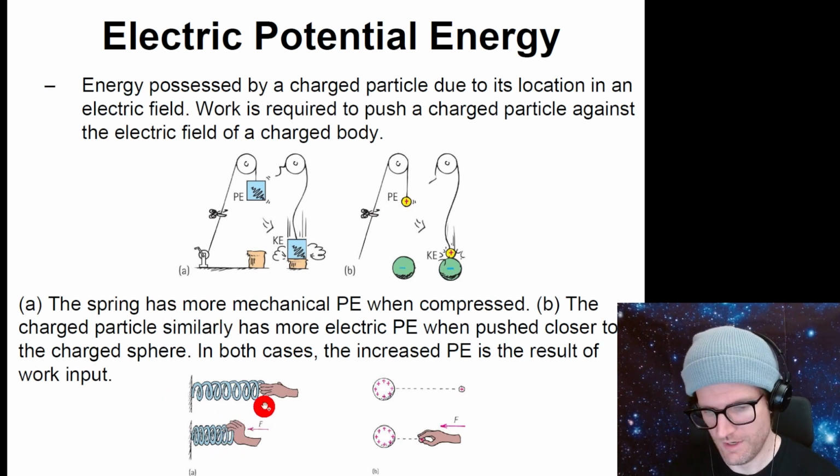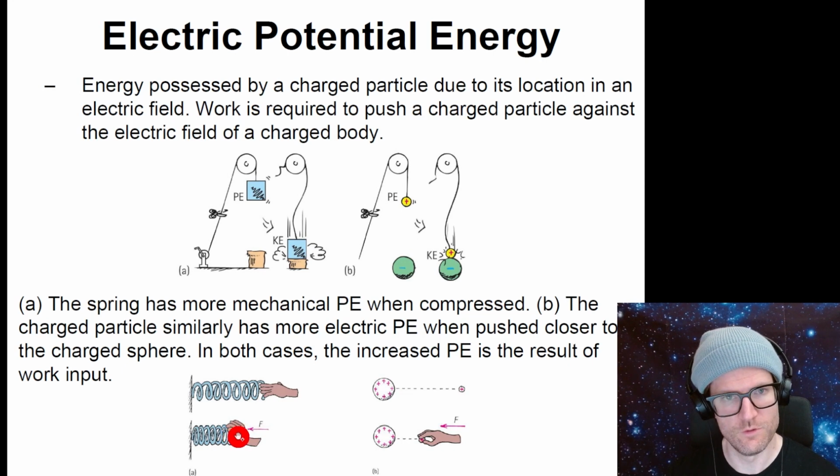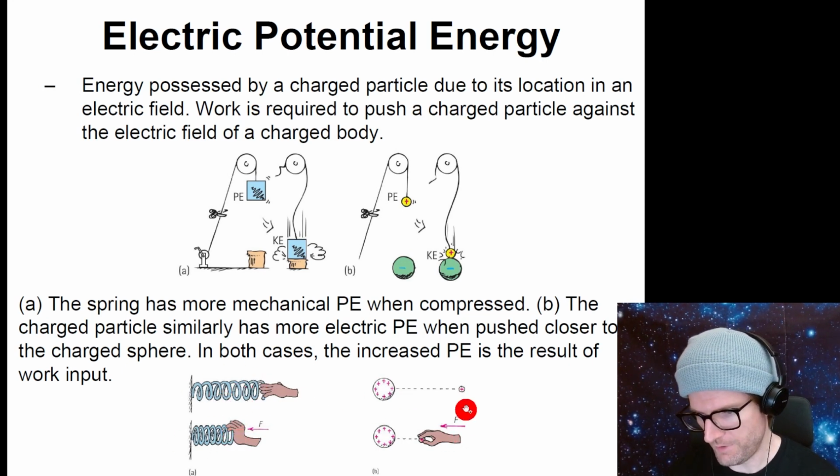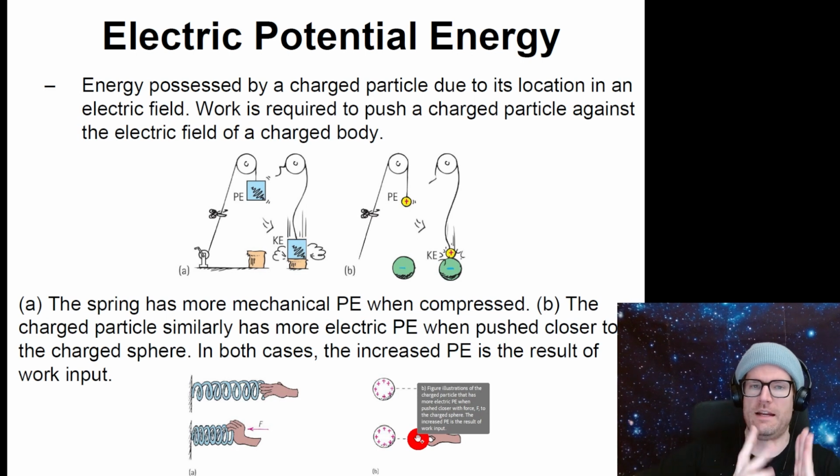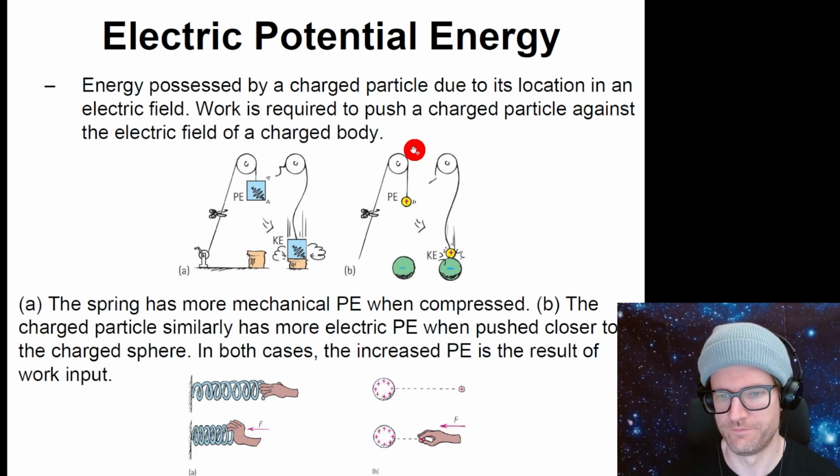If we remember, if we compress the spring, we have higher potential energy here and lower potential energy here. If we have a positive charge and a positive charge, and we move that positive charge here, it's like compressing a spring, adding potential energy to the system. Okay.